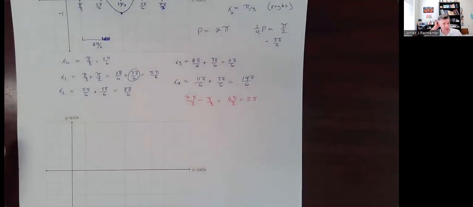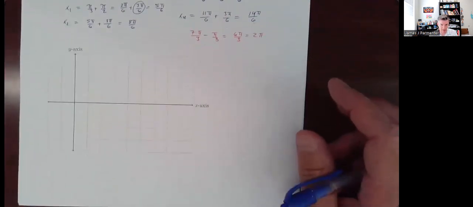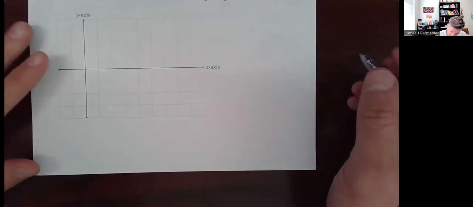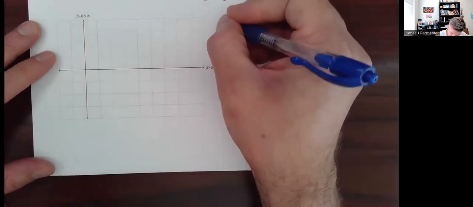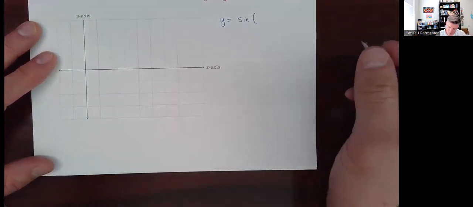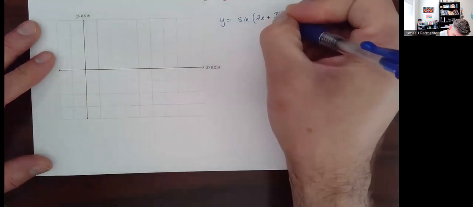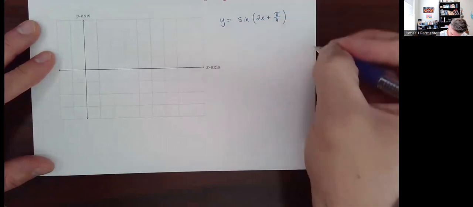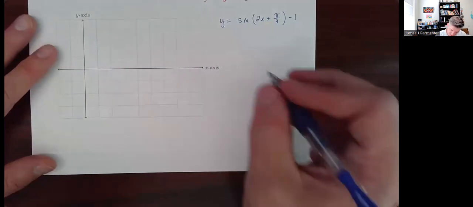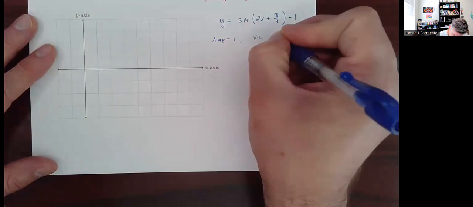So sometimes we like to also change the period. And let's go ahead and just scoop this down. That'll be easier. Nice. So to change the period, let's say we want to graph y equal to sine of, why not, 2x plus pi over 4, minus 1. All right, so usual things, amplitude is 1, vertical shift, down 1 or minus 1.